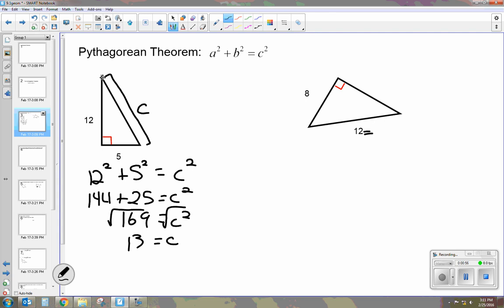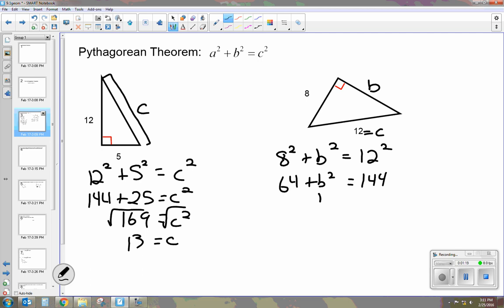In this second triangle, we are given the hypotenuse because it's the side across from our right angle. So 12 is our hypotenuse, it's our c value. So we'll make this missing side b. So we have 8 squared plus b squared equals 12 squared.